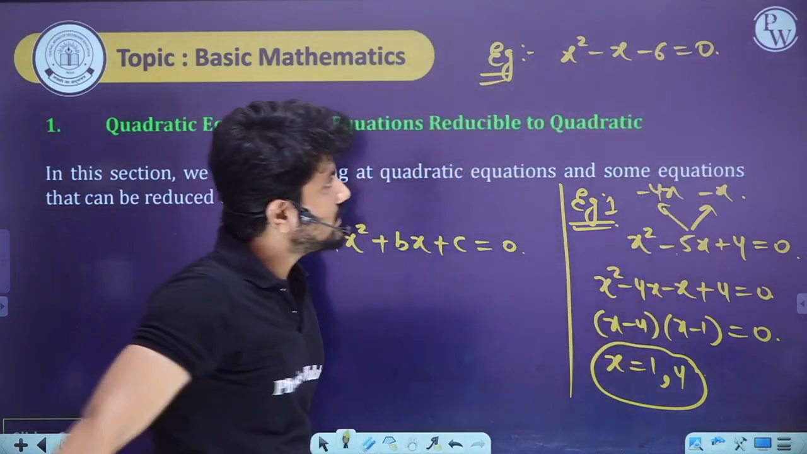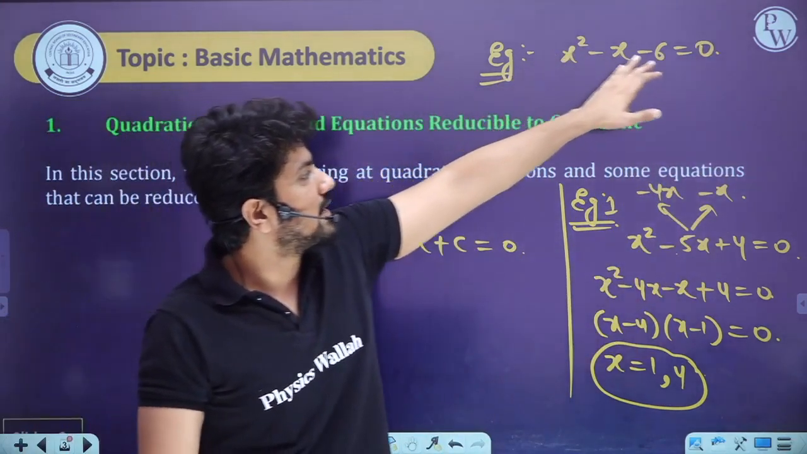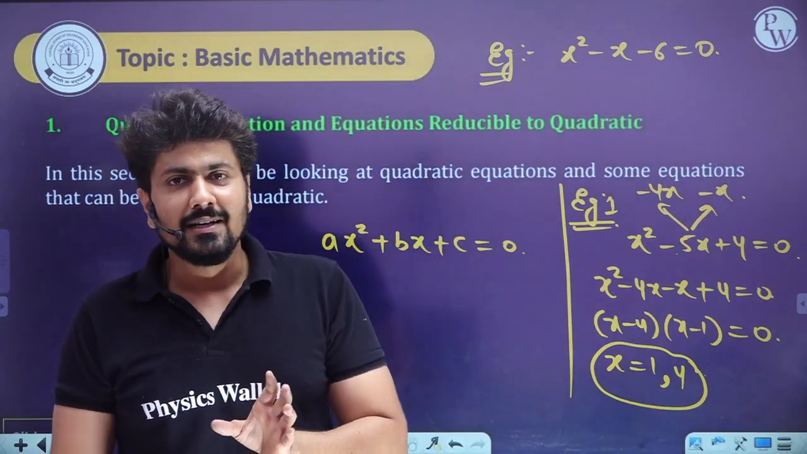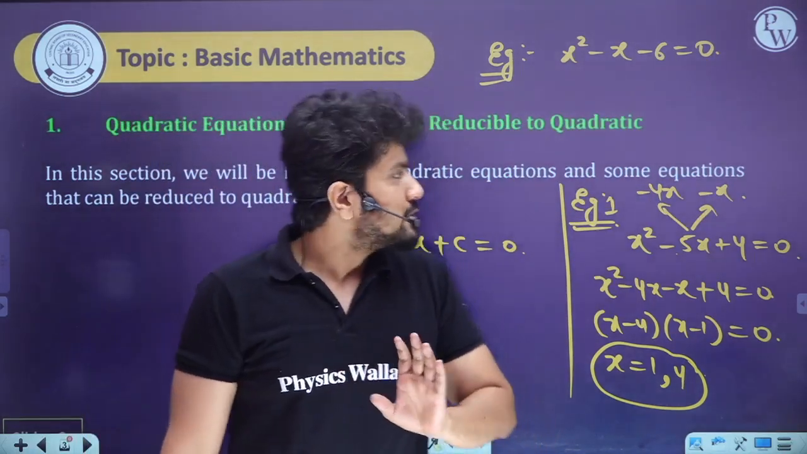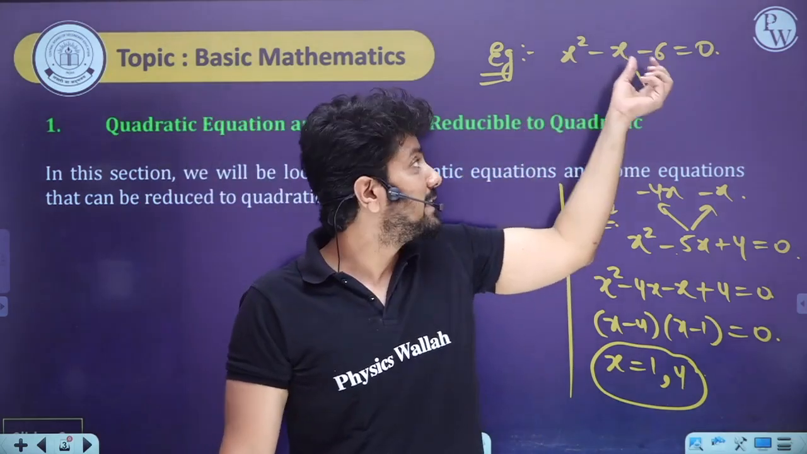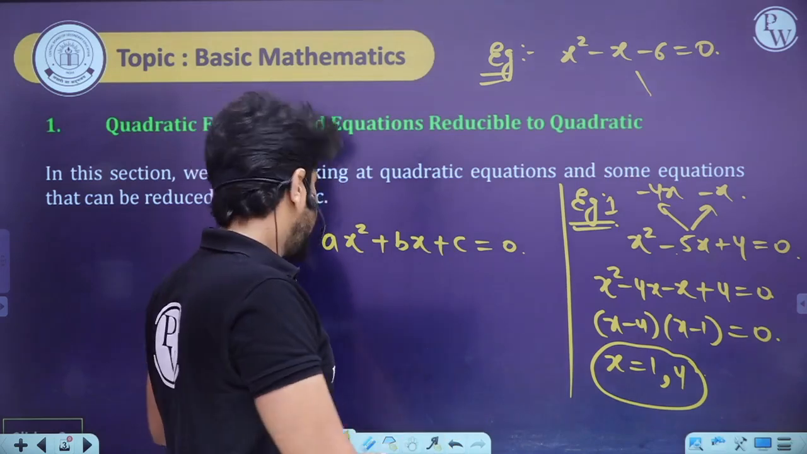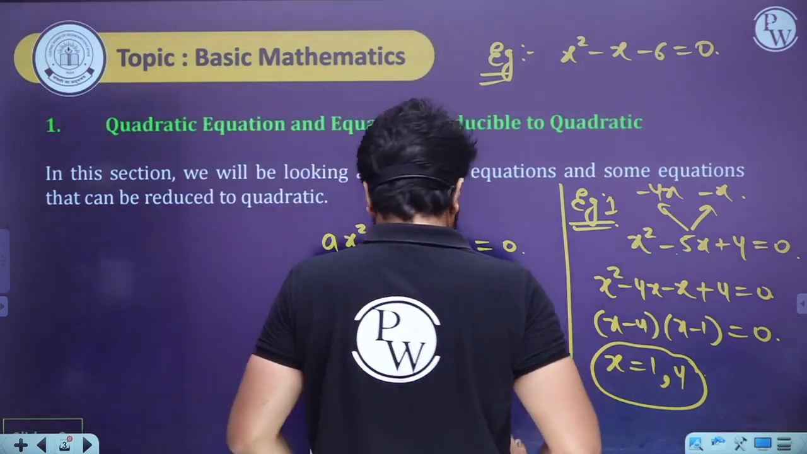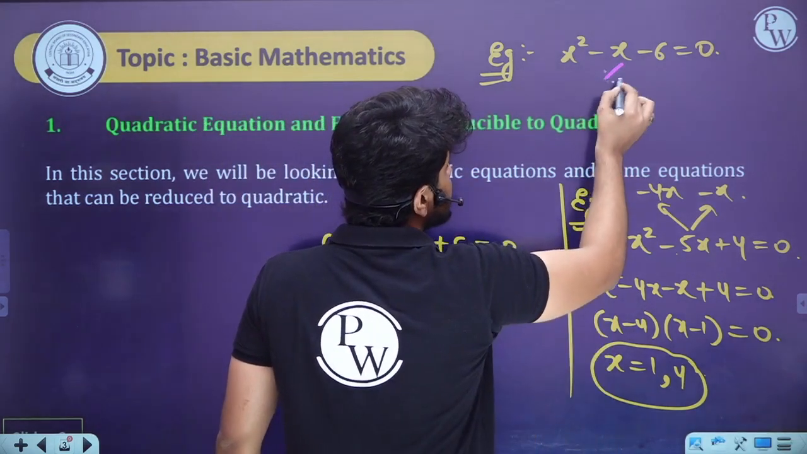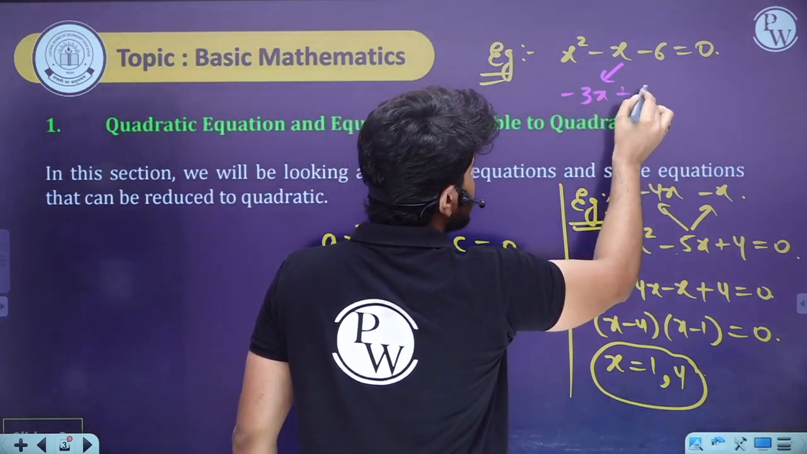And if the product is negative, like in this case, x square minus x minus 6 is equal to 0, you can see that the product of 1 and minus 6 is minus 6. So I'm going to split this minus x into two parts. How do I split it? I will split it into minus 3x and plus 2x. Minus x will be split into minus 3x plus 2x.